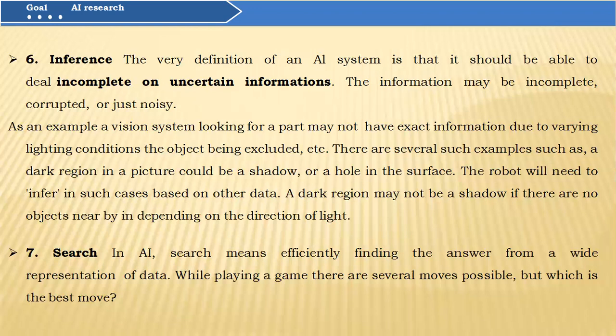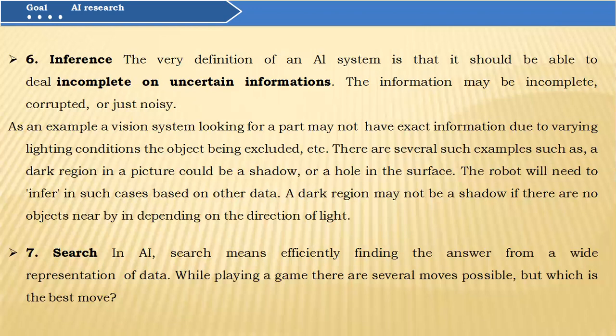Next one is search. Artificial intelligence search means efficiently finding the answer. Upon search only, the identification will occur. If identification has occurred, then only the objects will be separated based upon the input instructions. If not, the best move will not be identified further. So for the commencement of this, it should be confined to a particular limitation.